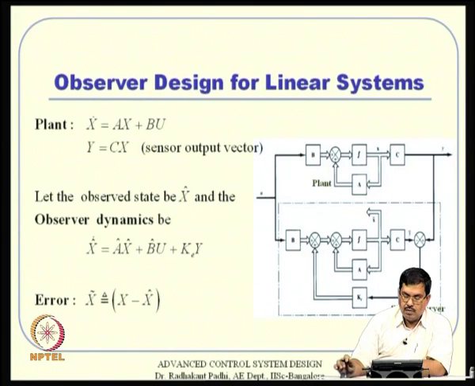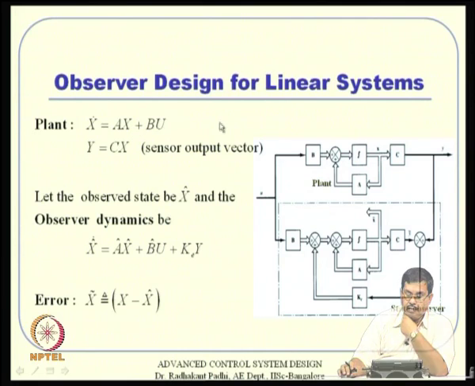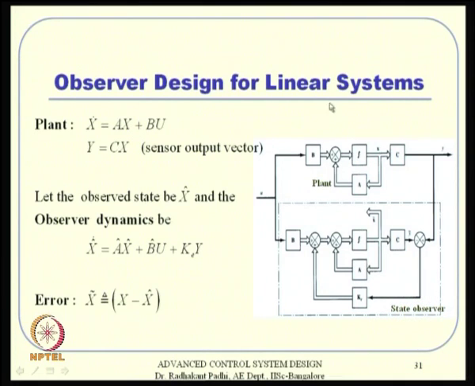So, let us see what we are interested in here. Let the plant be x dot equals Ax plus Bu. All that I am talking about is linear systems again. And y equals Cx, which is nothing but the sensor output vector. Whatever sensors you have, you write them as a linear equation y equals Cx. Let the observed state be x hat in the observer dynamics; that is what we want to estimate. So x hat dot is almost the same thing as A hat x hat plus B hat u plus K y.